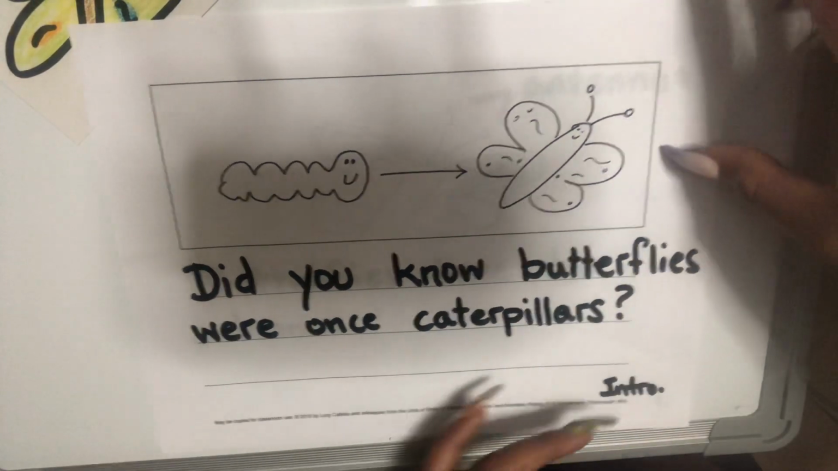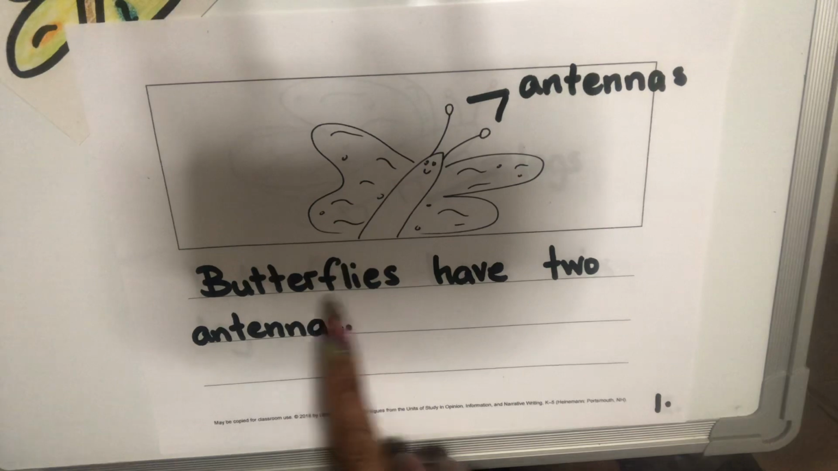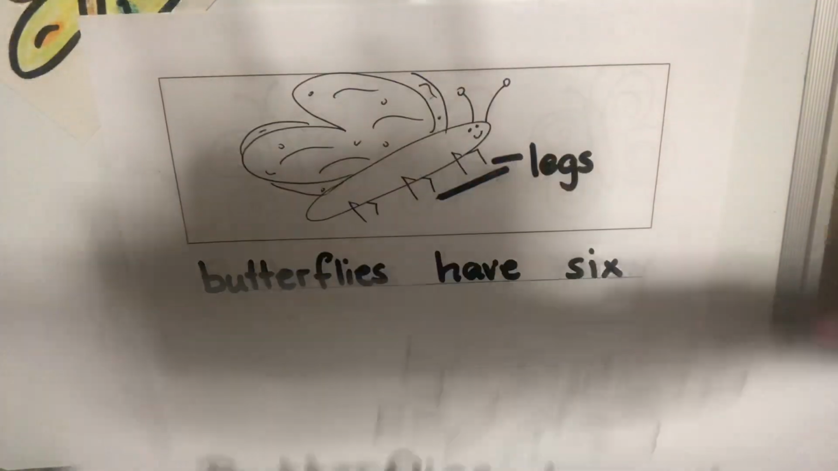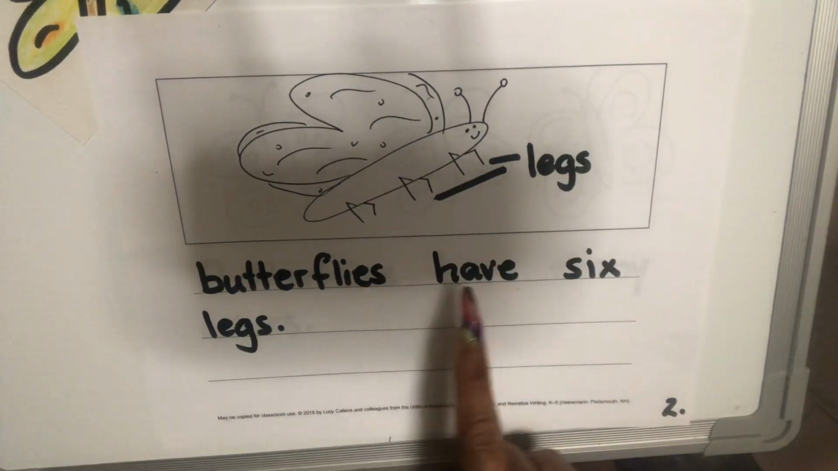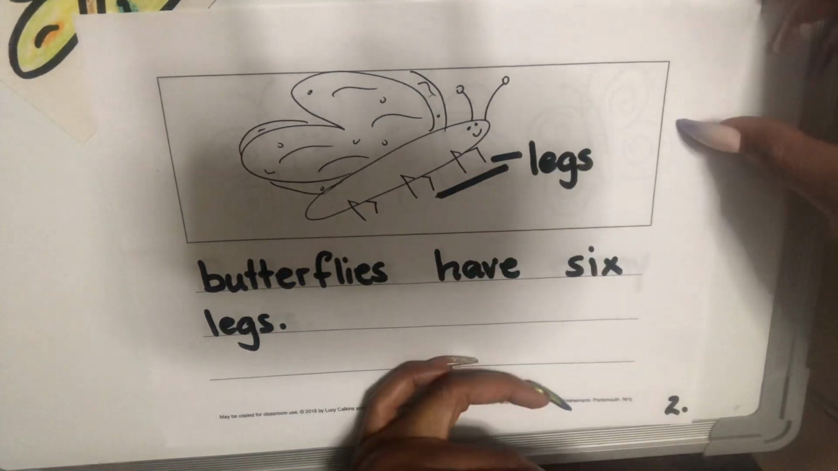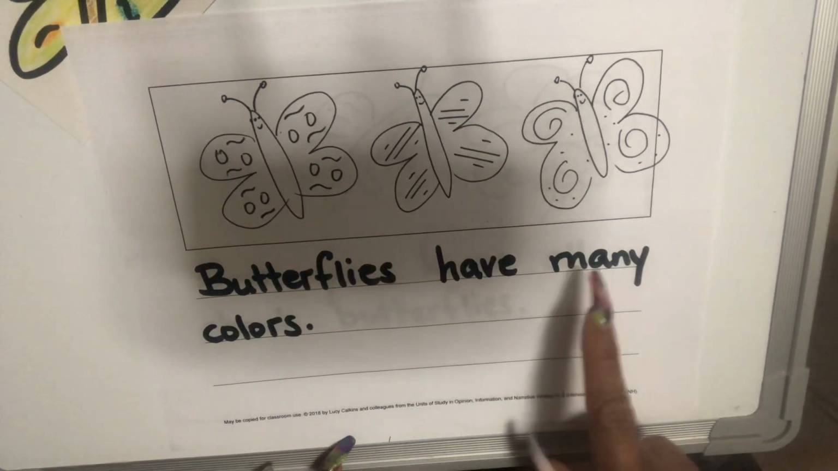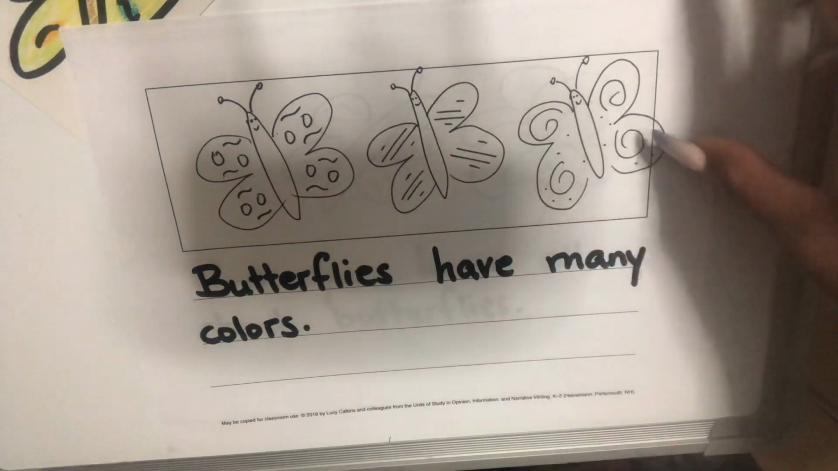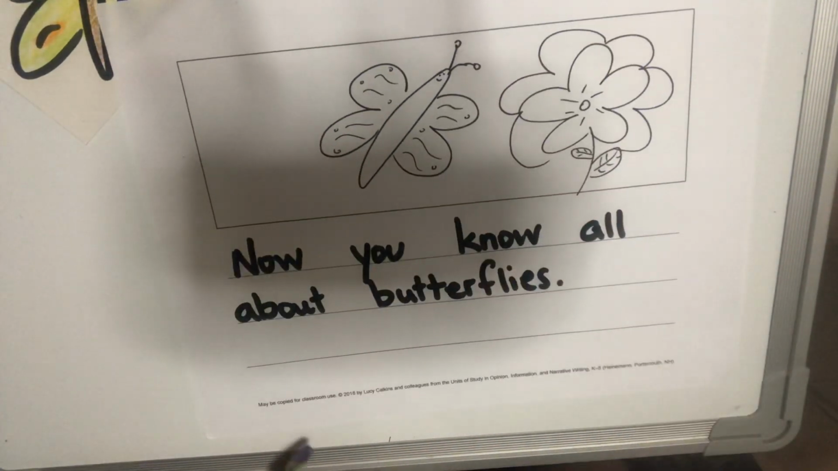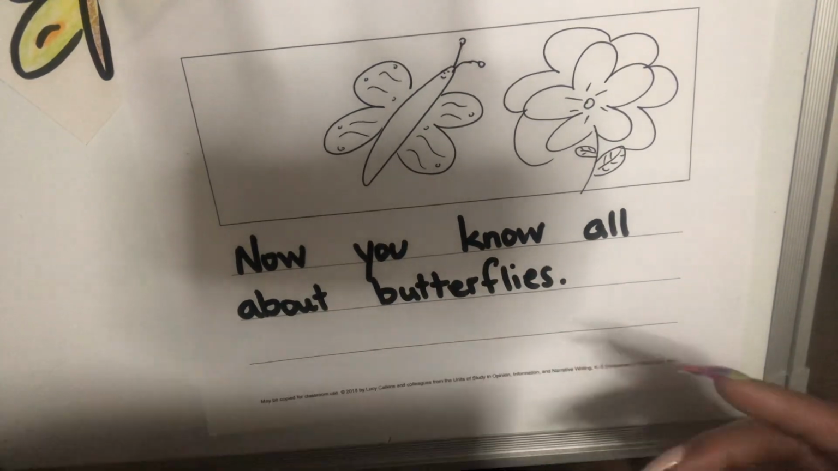I'm so excited about my introduction page. Butterflies have 2 antennas. 1, 2. Butterflies have 6 legs. 1, 2, 3, 4, 5, 6. Checking my picture to make sure that my picture matches my sentence. Butterflies have many colors. And I'm going to color my butterflies all pretty. And now my conclusion page. Now you know all about butterflies.